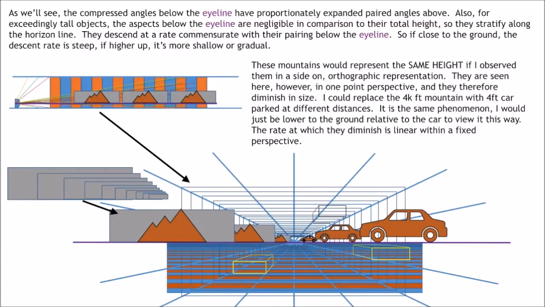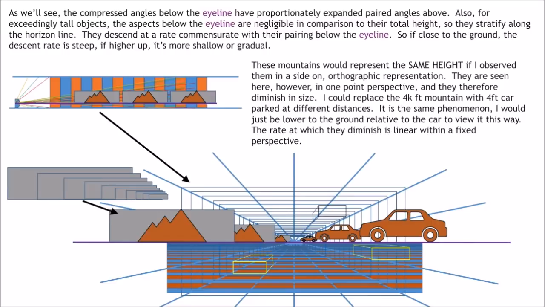So in the orthogonal view here on the left, these mountains would represent the same height if I observe them that way, in that side-on orthographic representation. But they are seen below here in a one-point perspective, and so they therefore must diminish in size according to the transversal lines. I could replace a 4,000-foot mountain with a 4-foot car parked at different distances, and it is the same phenomenon. I would just be lower to the ground relative to the car to view it this way, and put my horizon line along the lower edge of the wheel, and it would be the same exact thing.